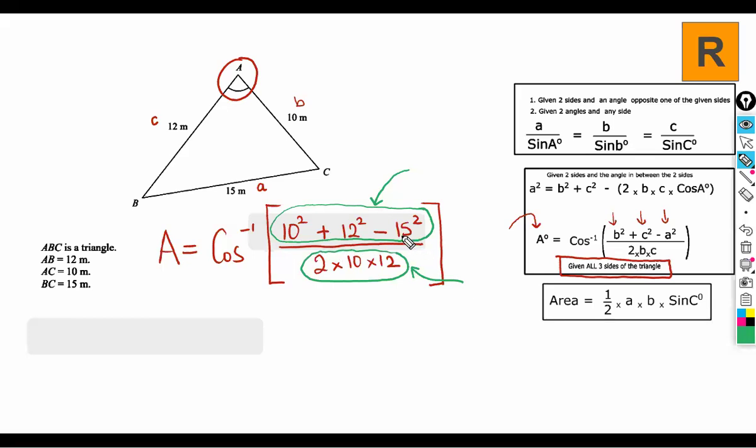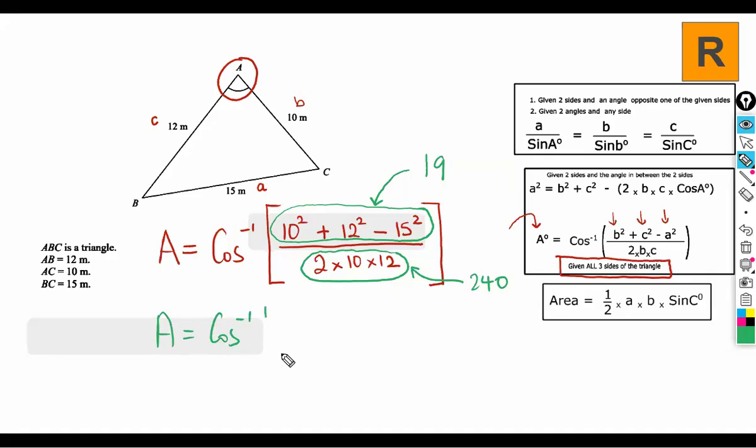Okay? So 10 squared plus 12 squared minus 15 squared. On top, I'm getting 19. Anybody can agree with that? I'm surprised I get such a nice value. I get 19 on top. Underneath is 2 by 10 by 12. I'm getting 240. So let's divide 19 by 240.